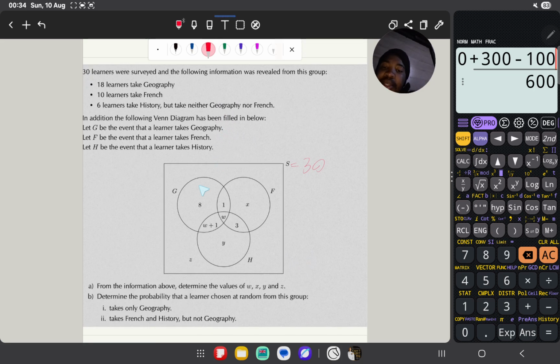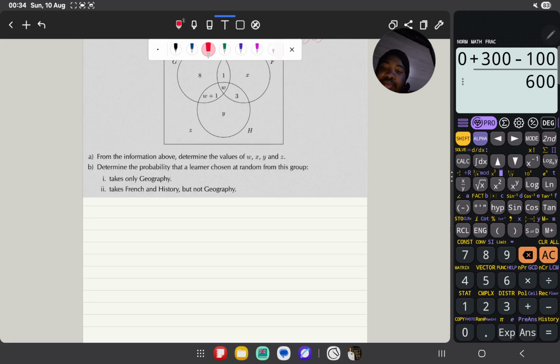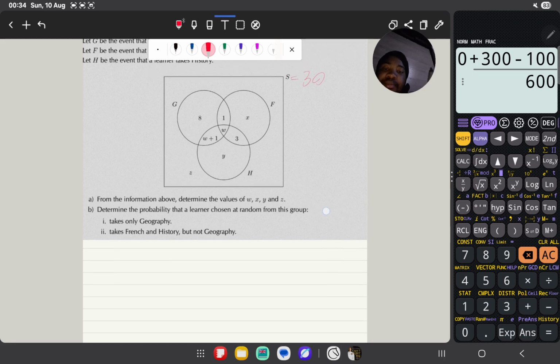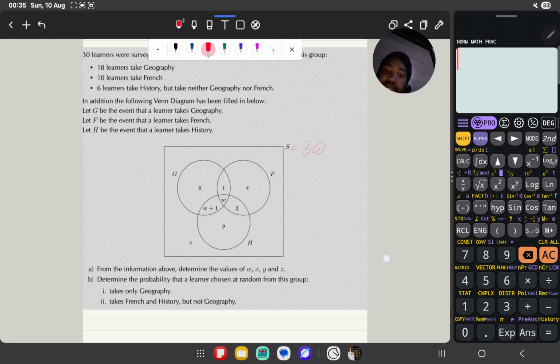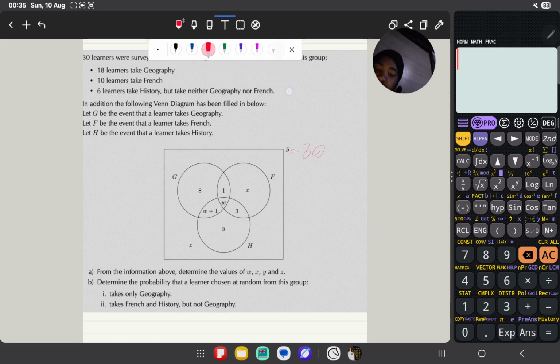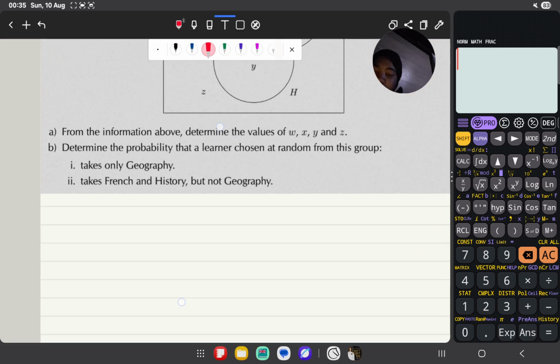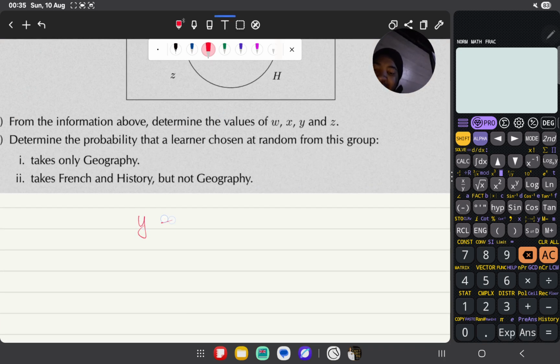And here are the letters, of course, G for geo, French and history, right? And cool. From the information above, we must calculate the values of x, y, z, w, né? So we can start. I think the simplest one, the easiest one, if you look at the question, is y, right? I'm going to tell you that y is equal to 6.